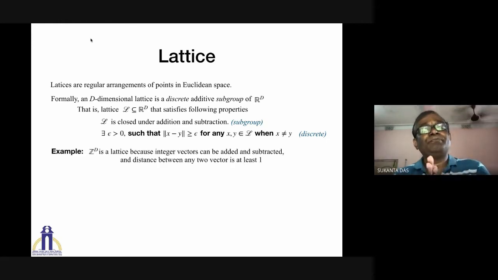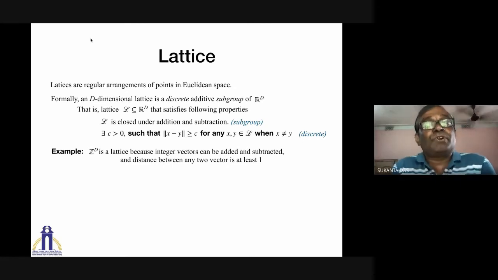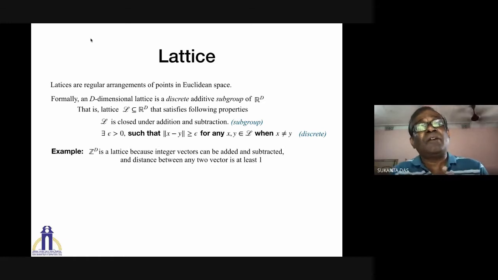Take an example. Say Z to the power d is a lattice. Z means the set of integers. Why? Because Z to the power d consists of integer vectors, since Z to the power d means d-tuples. The elements of Z to the power d are integer vectors, and they can always be added and subtracted, and after addition and subtraction, the result is also an integer vector. So it is closed.